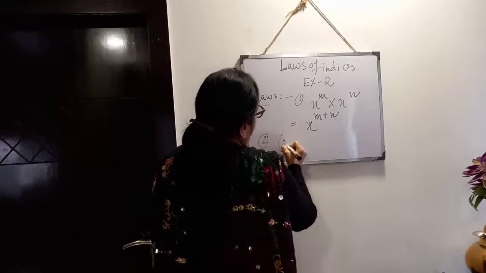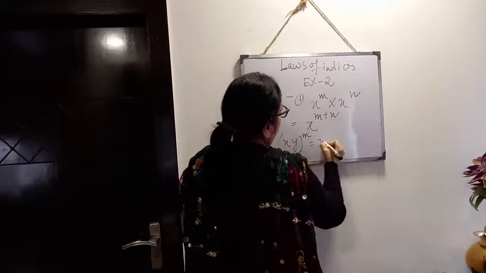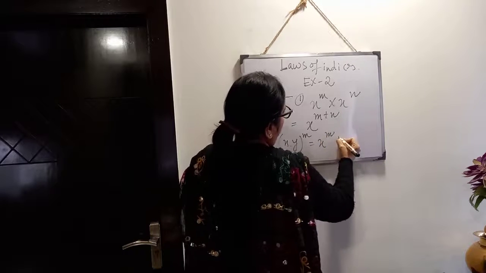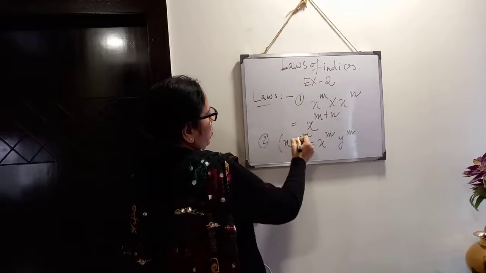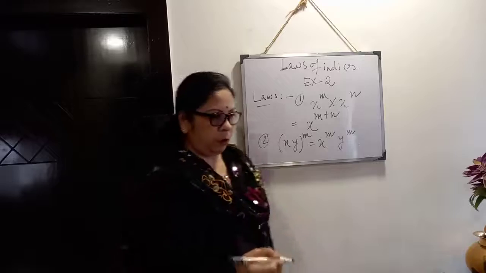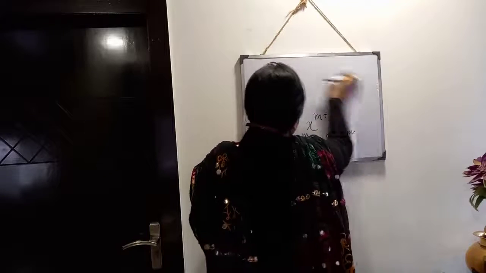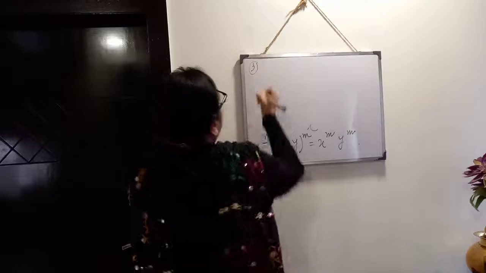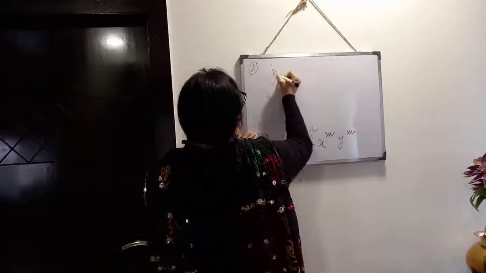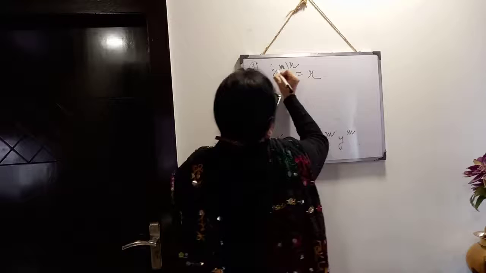Second law, if there is (xy) to the power n, when you open the bracket, this power will be on both: x to the power n into y to the power n. This power will be multiplied as the power of both the variables. Clear? And another law is, this you will get in your book. It is written. Another is, if it is in this form, (x to the power m) to the power n, then when we open the bracket, it will be multiplied. It will become m into n.